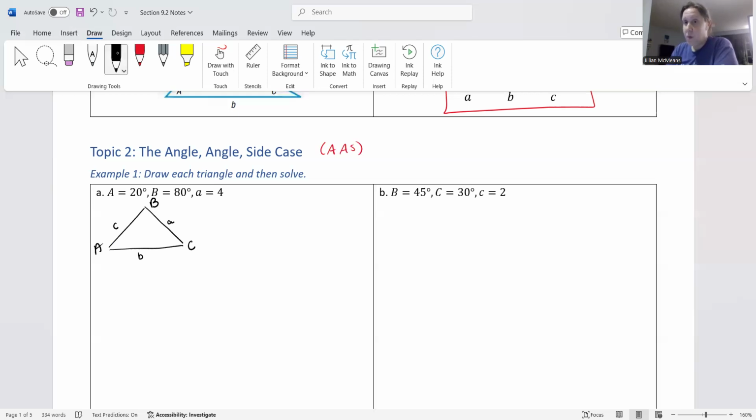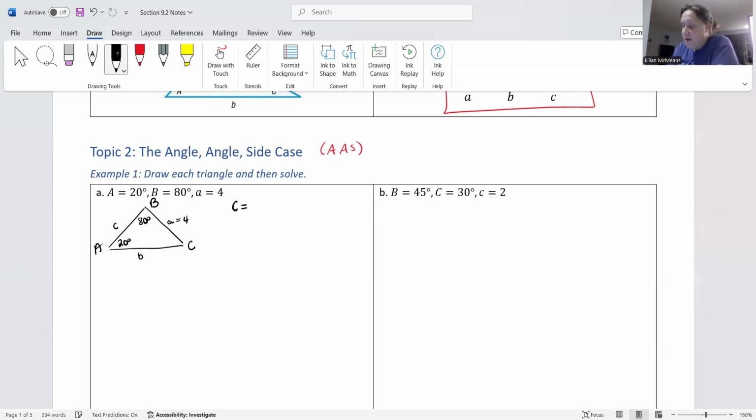And let's fill in what we know, okay? So we know angle A is 20 degrees, we know angle B is 80 degrees, and we know side length A is 4. Now, what's nice about this particular case is you have two angles. And if you have two angles, you can easily find the third because remember, the three angles of a triangle have to have a sum of, hopefully at home you're screaming 180 degrees, okay? So it's not going to take a lot of work for us to find angle C. So let's go ahead and do that first. Let's do the easy part first, okay?